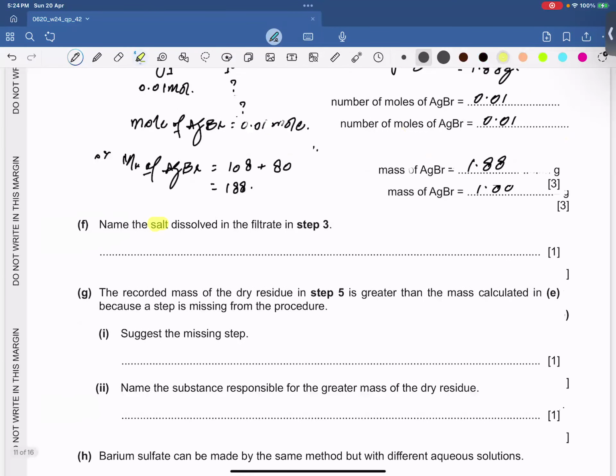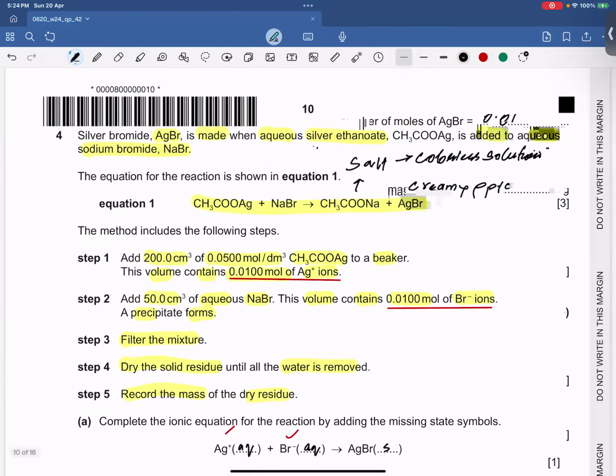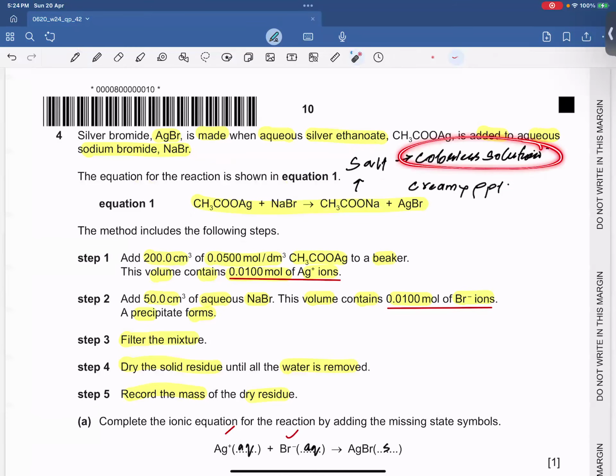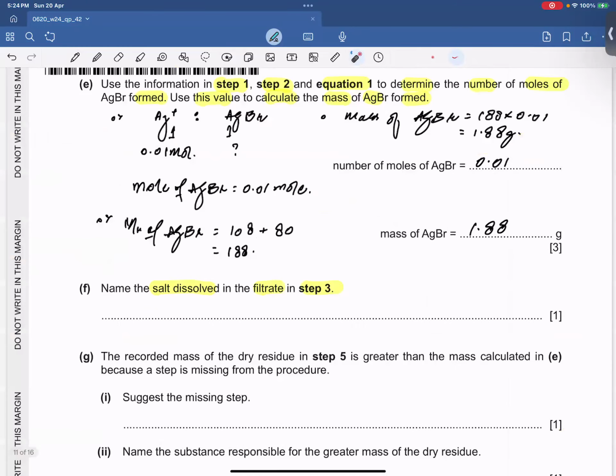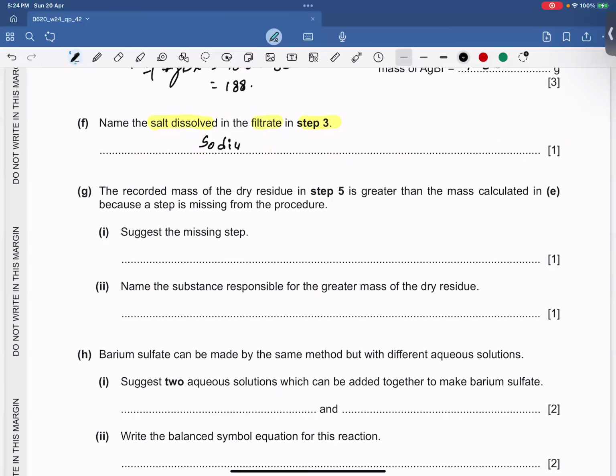Name the salt dissolved in the filtrate in step 3. The filtrate is sodium ethanoate, because it has a colorless solution. It is soluble in water. Okay. An examiner is looking for the name, so I'm going to write sodium ethanoate. The recorded mass of dry residue in step 5 is greater than the mass calculated in E because a step is missing from the procedure. Suggest the missing step.